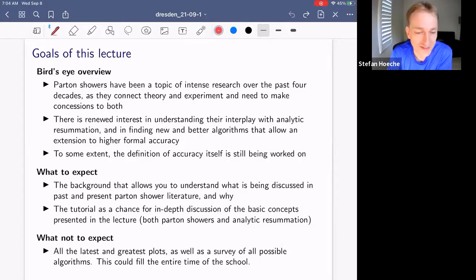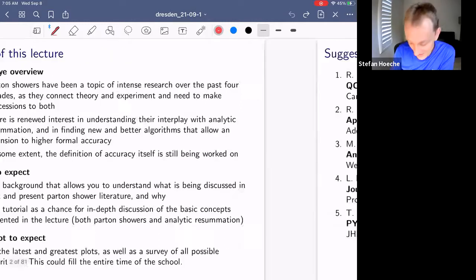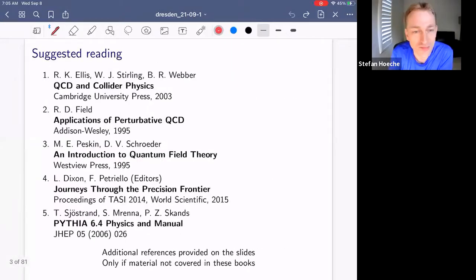What not to expect is all the latest and greatest plots. I think this is pretty much true for all the lectures. If I wanted to do a survey of everything that is out there, it would fill the entire time of the school and we wouldn't even be done. So there's still much to do, so let's jump right in.